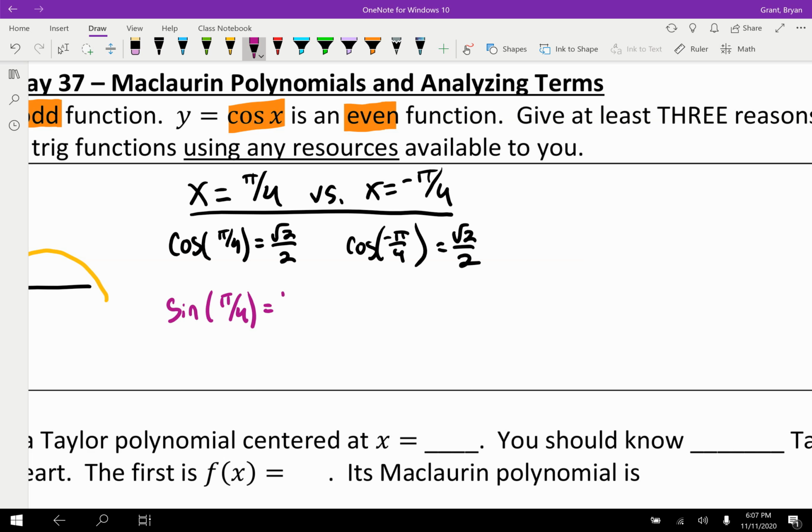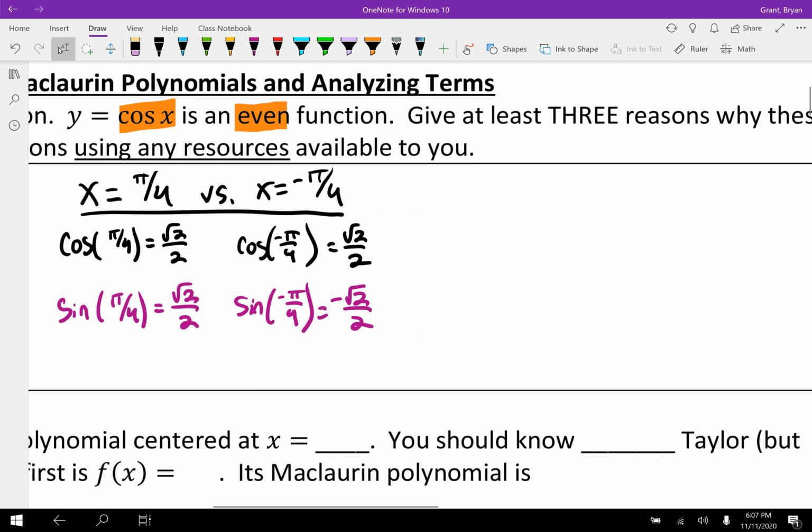Sine of pi over 4, sine's the y value, that's positive root 2 over 2. Sine of negative pi over 4, now we're dealing with the negative y-axis, so sine has to be negative root 2 over 2. This is the idea of an, I'm sorry, an odd function. But let's finish off with that even function first.